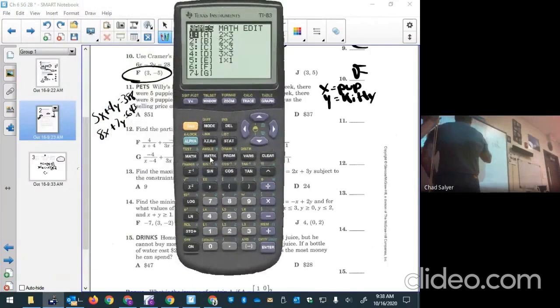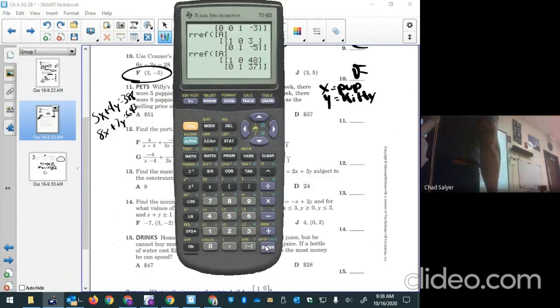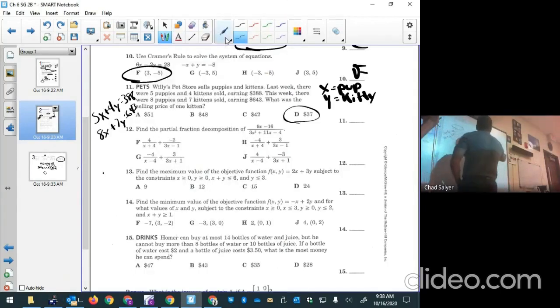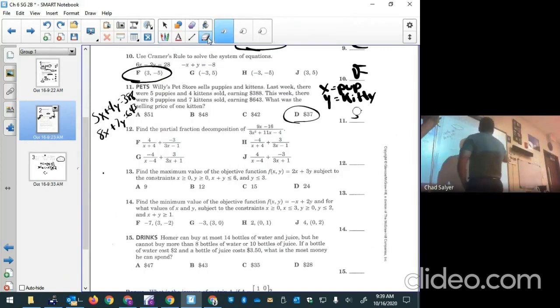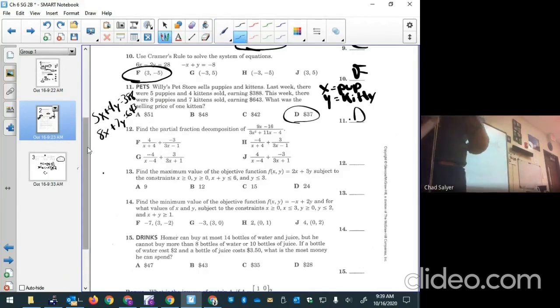You could use Cramer's rule here and save yourself a second. But I don't even know if it will save time on this problem. 5, 4, 388, 8, 7, 643. I get 48 and 37. We only care about 37. D is in Delta. Oops. I'll write the answer down. I still did it. D is in Delta. There we go. Okay, so 12 is the challenging one.